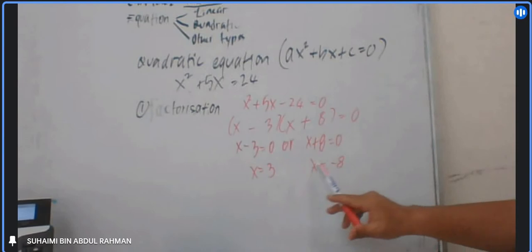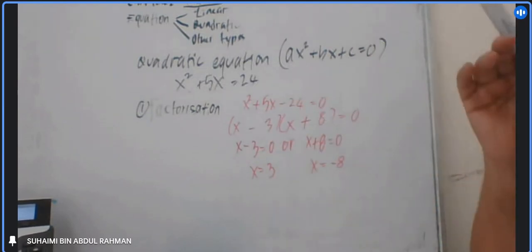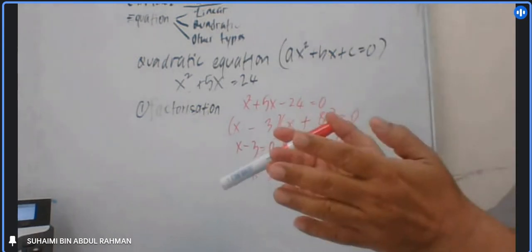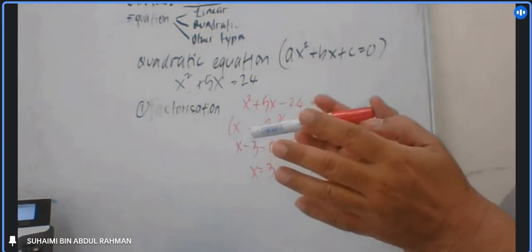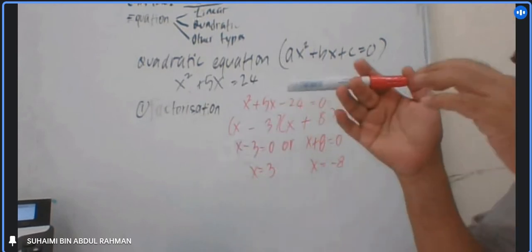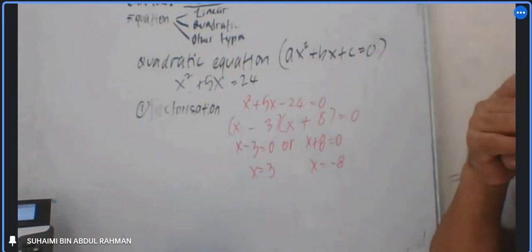Why do we have two values here? Because the highest power of x is what? Is 2. As I said before, the number of values of x depends on the highest power of x.